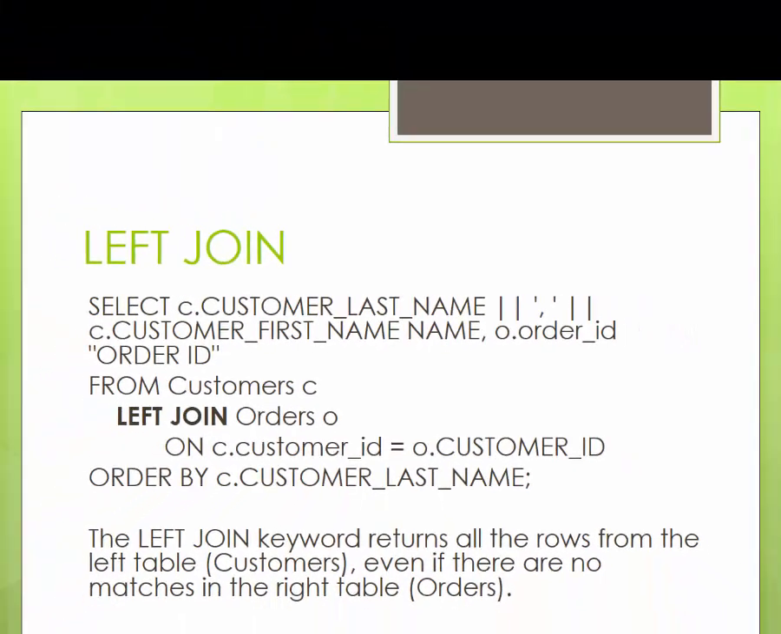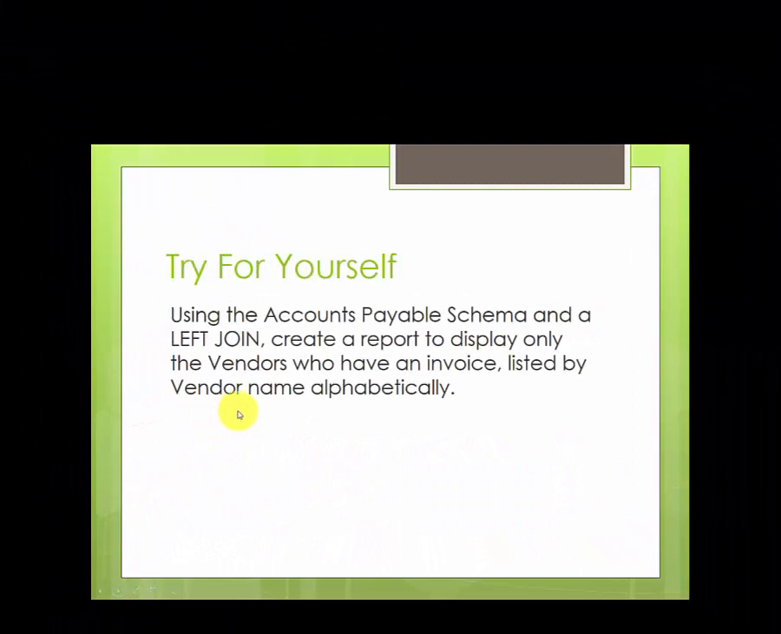So let's go ahead and try it for yourself. Go into the accounts payable schema and use a left join to create a report to display only the vendors who have an invoice listed, by the vendor name alphabetically. So I want all vendors and I want their associated invoices. You guys can probably think of a different way to go through and do this, but I want to make sure that you use a left join for it. So go ahead and pause it, try it.